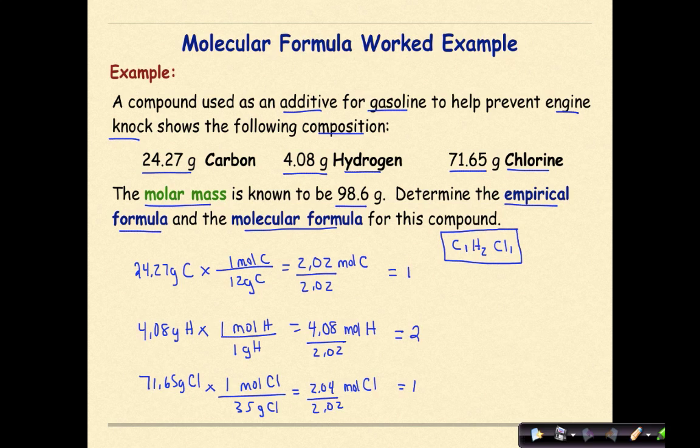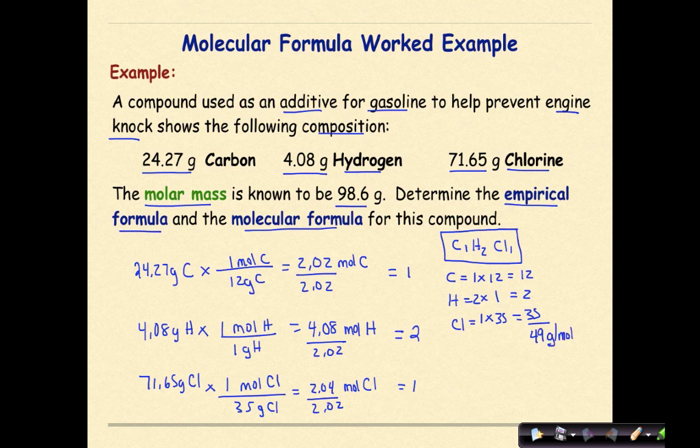The next step is to find the empirical formula mass. So we have a carbon, so 1 carbon times 12, that's 12. Hydrogen, we have 2 of those, times 1, that's 2. Chlorine, we have 1 of those, times 35, that's going to be 35. And if I add those all together, I get 49 grams per mole.